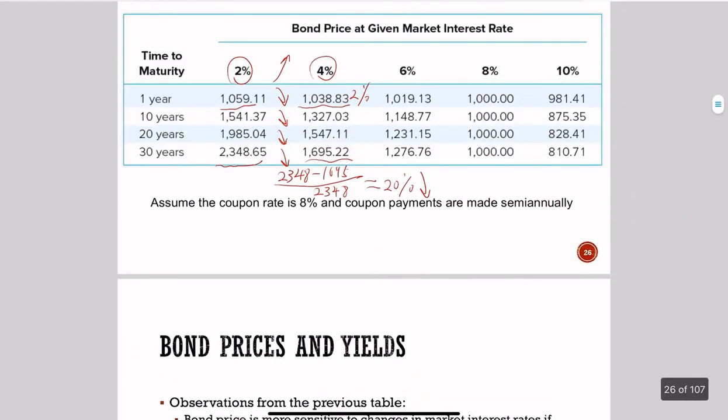Again, we got this result from this table. That is, we find out for this 1 year bond, its bond price only decreases by 2%, but for the 30-year one, it decreases by 20%. So as an investor, at least from the perspective of interest rate risk, you're much better if you're holding this 1-year bond.